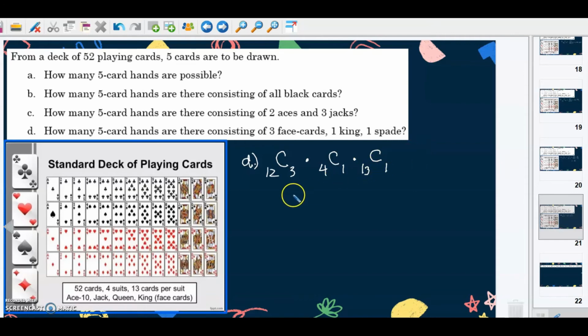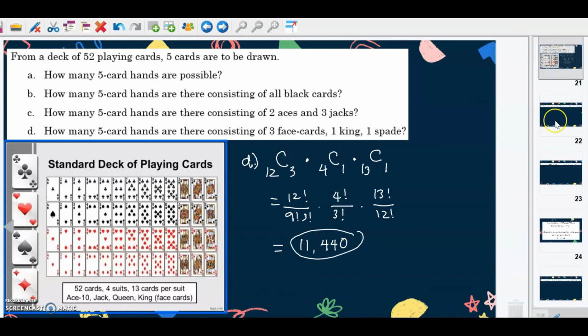If we're going to simplify this, we will have 12 factorial over 9 factorial times 3 factorial, times 4 factorial over 3 factorial, times 13 factorial over 12 factorial. Okay, if we're going to simplify this further, we will have our answer, which is 11,440. So moving on now to our next problem.